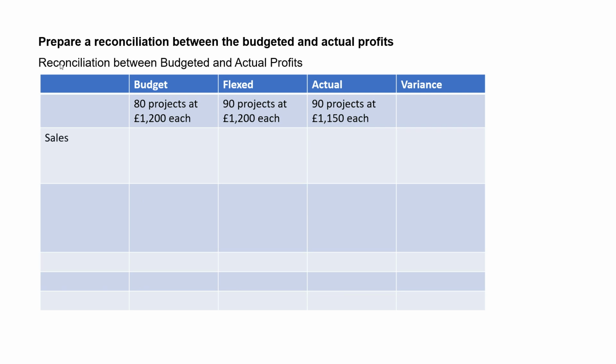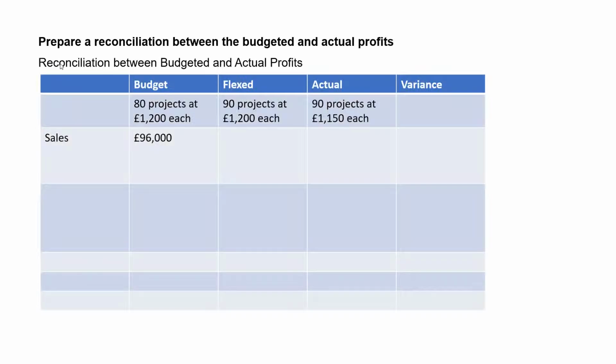So we're going to work out the sales now. So got a little working for the sales. The original budget, it was 80 projects at £1,200 each, that's £96,000. Now the flex budget is based on 90 projects. So it's going to be the original standard amount of £1,200, giving us £108,000. Then the actual was 90 projects at the price of £1,150, giving us a total there of £103,500. So we put those into our budget now.